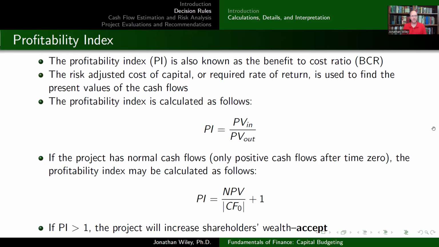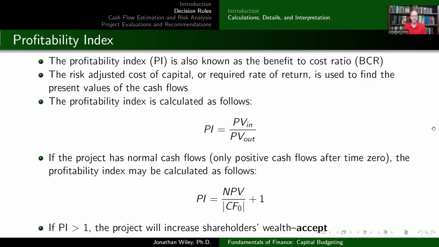Now, if I'm doing present values, I have to have a discount rate. The discount rate we're going to use is the risk-adjusted cost of capital, or in other words, the required rate of return that's relevant to the project. I use that to convert the cash flows into present values. Then I take the present values coming in divided by the present value going out.